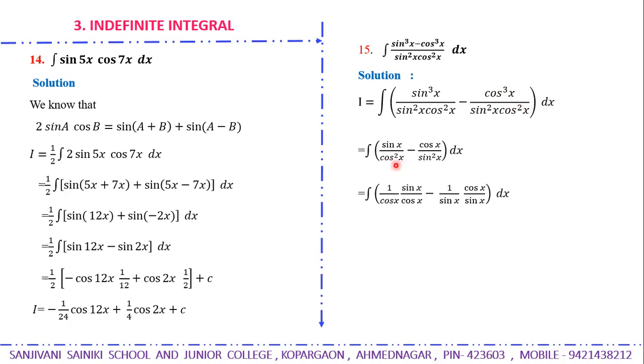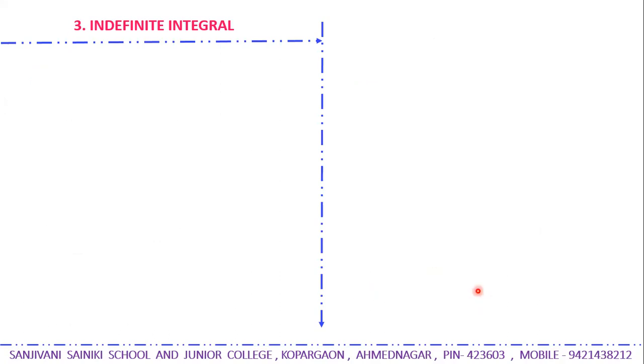So what we will do? We will split this cos square denominator into two terms. Cos square x can be written as cos x into cos x. Sin square x can be written as sin x into sin x. So 1 upon cos x into tan x and 1 upon sin x into cot x. So sec x into tan x and cosec x into cot x. The derivative of sec x is sec x into tan x, so the integral of sec x into tan x must be sec x. Similarly, the integral of cosec x into cot x is minus cosec x. So I is equal to sec x plus cosec x plus c, the integral of the given function.